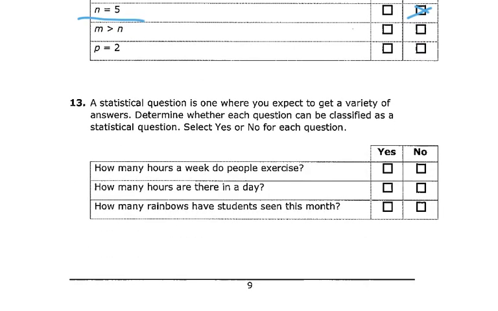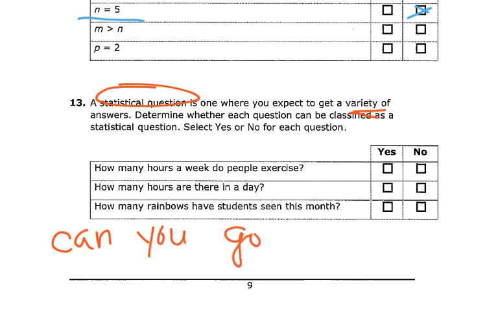Number 13. A statistical question is one where you can expect to get a variety of answers. So statistical question, we've done that. Variety of answers, okay? Determine if each one can be classified as a statistical question. Select yes or no. Now think about it. Can you Google it? If you can look it up, it's not a statistical question, okay?